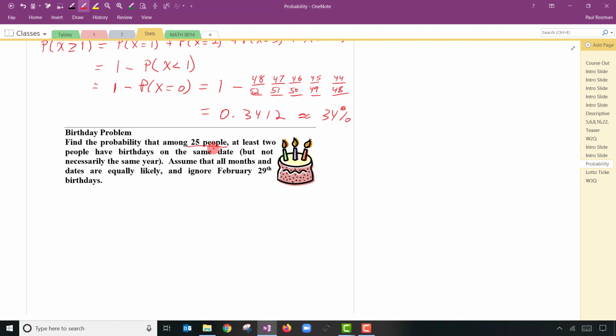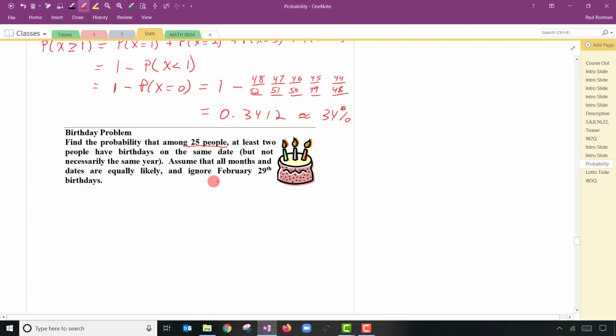Try to estimate it. Take a guess. Is it 50%? Is it 1%? For me, it seems like there are 365 birthdays, and 25 out of those 365 days. So to me, it seems like the probability should be around 25 divided by 365. So maybe 7%, under 10% chance. That's my guess. But it turns out it's going to work out to be a lot higher.